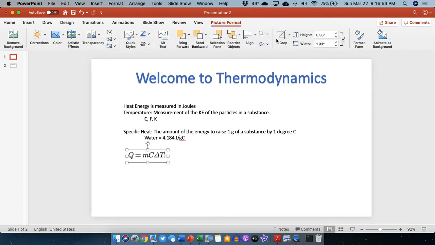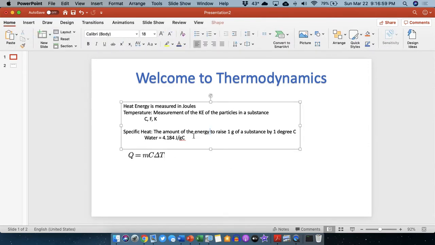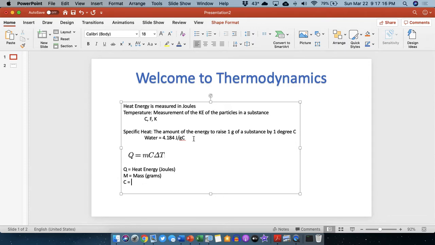Where Q is our heat energy. That's your joules. M is our mass. There's your grams. C is your specific heat, as we just talked about, which is in joules per gram degree Celsius. And delta T is your change in temperature.